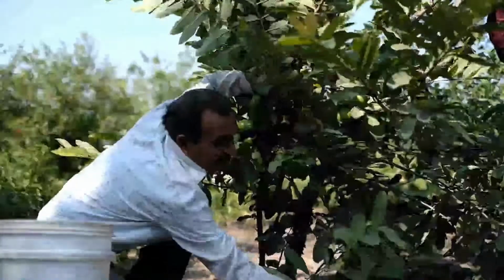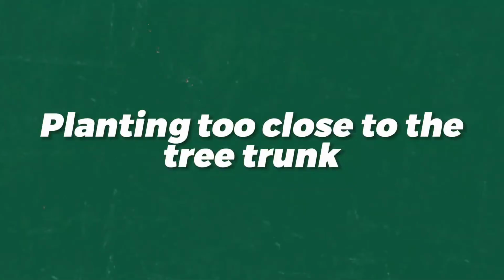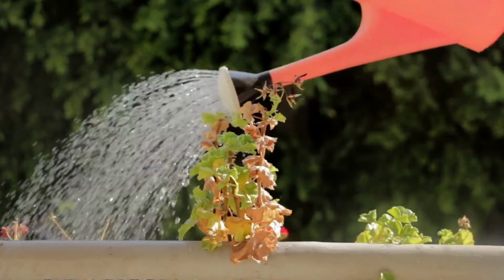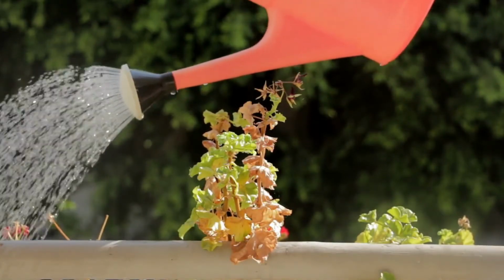Common mistakes when planting around trees include planting too close to the tree trunk, planting incompatible plants, and neglecting ongoing care. Planting too close to the tree trunk can cause damage to the tree's roots, while incompatible plants can struggle to thrive due to differing water, light, and soil needs. Regular care is necessary for the health and the beauty of your garden.